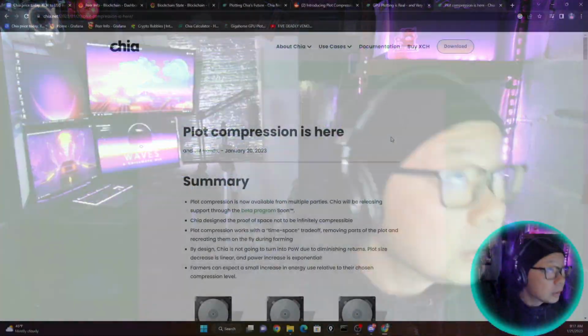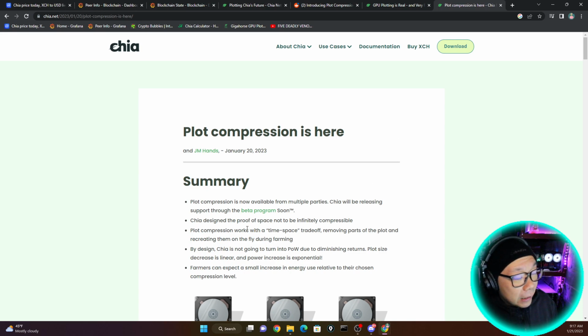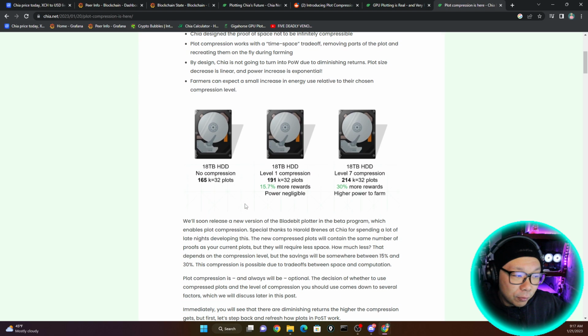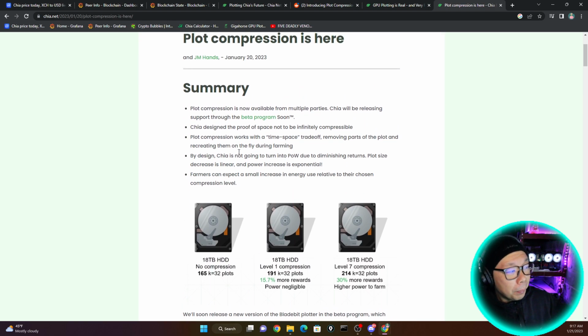All right. So let's go here. Plot compression is here. And we'll read the summary. I love the summary right at the beginning, so you don't have to go all the way down to figure out certain things. All right. Plot compressions are now available for multiple parties. Chia will be releasing support through the beta program soon. Wow, we've heard that many, many times. Soon. Chia designed the proof of space not to be infinitely compressible. I have problems with reading these words.